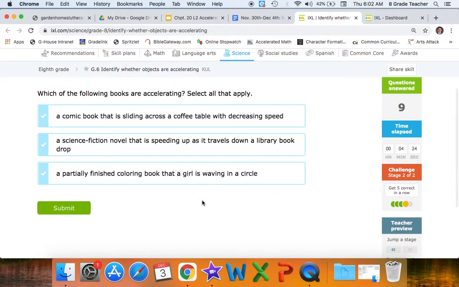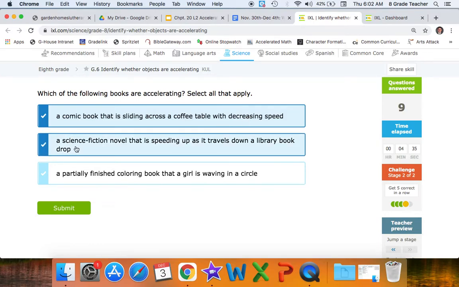Which of the following books are accelerating? A comic book that is sliding across a coffee table with decreasing speed. Decreasing speed is our giveaway. A science fiction novel that is speeding up as it travels down a library book drop. A partially finished coloring book that a girl is waving in a circle. All three of those have slowing down, speeding up, or changing direction.